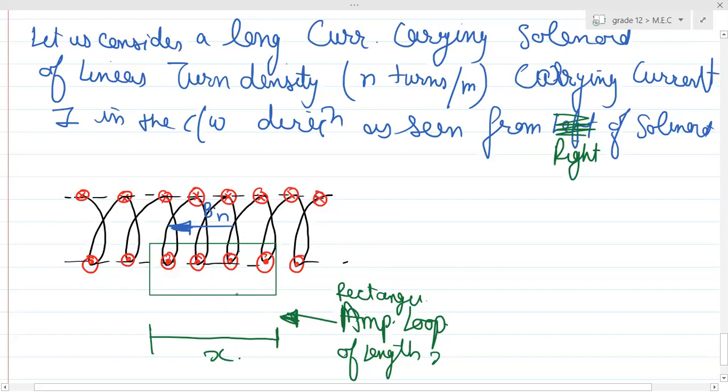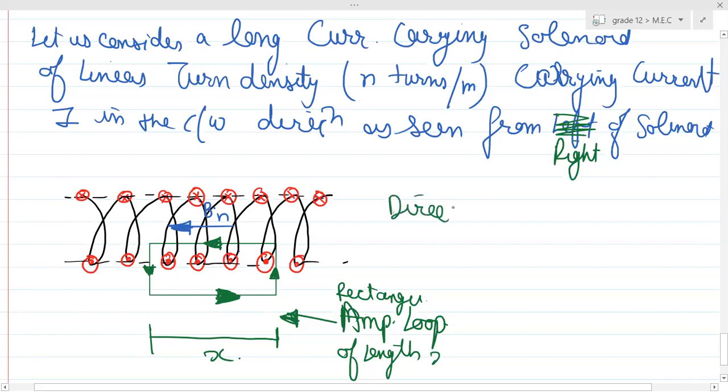Why did you say anti-clockwise? Because the current was coming out of the plane of the paper. So if I choose anti-clockwise, then automatically this current will become positive, right? Yes or no? So I'm choosing the direction of the loop as anti-clockwise. Is this clear, guys?